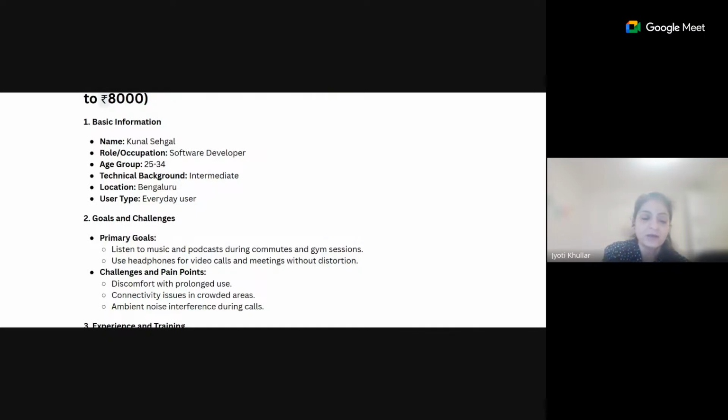And then we will come down to the goals and challenges. If we are considering this particular product, what are the goals that the user wants to achieve through this? I'm taking a daily life example so that we are able to do it easily. We have all used headsets, right? So what is the main purpose? Listening to music and podcasts during travels. Using headphones for video calls and meetings, like we are doing right now. The person is a software developer, probably working in the software industry, and he'll be using it for his video calls and meetings, and maybe, like us, to attend some courses as well.